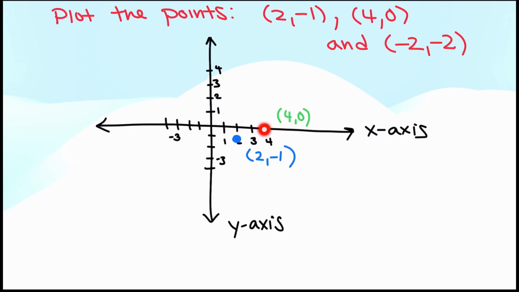The point (4, 0), that means the x value is 4, so I go over 4. And since the y value is 0, we don't go up or down. (4, 0) just sits on the x-axis. And finally, the point (-2, -2), both x and y are -2. So I'm going to go to the left. There's x equal -2. And then I have to go down 2. And that would be the point (-2, -2).